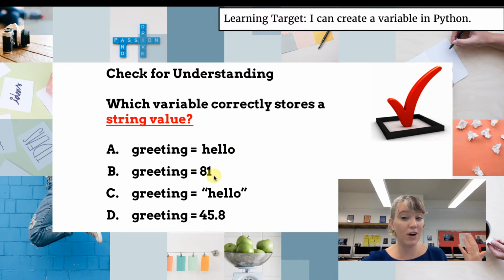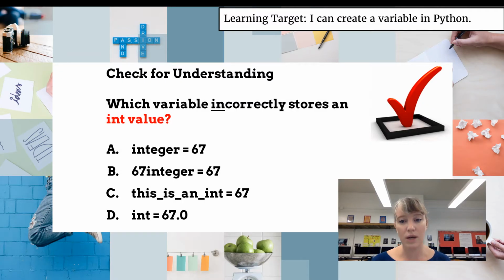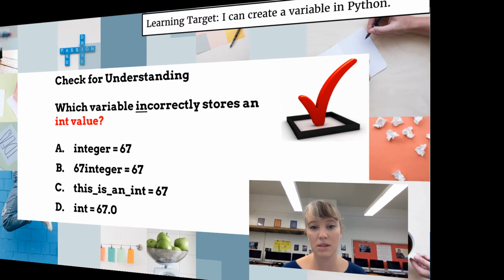Now B is perfectly fine as a variable, except it's just not a string, it's an int. And the same with D. D, perfectly fine. You could run this in your program. It would have no errors in here. But the thing is, it's not a string. It's a float, okay? Okay, so here's another one, and I'll see you back in a couple of minutes.